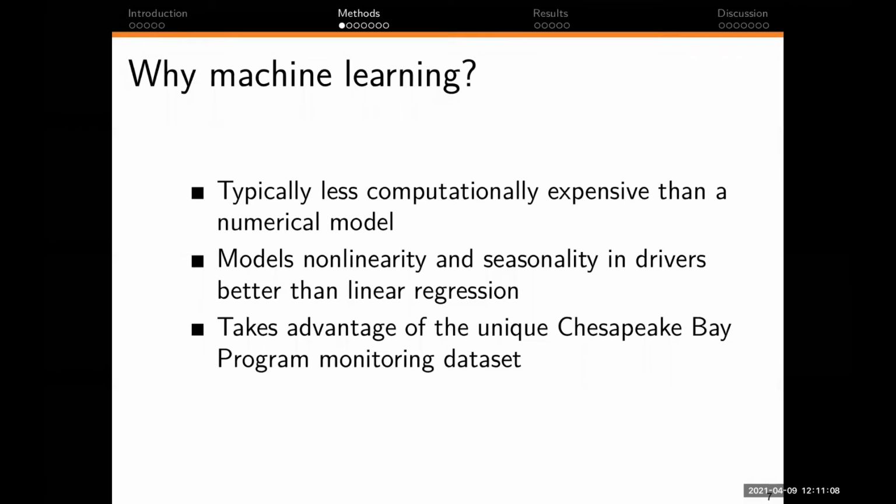Compared to numerical models, which would take on the order of half an hour to generate a single month's prediction on the same computer. Of course, machine learning models also handle things like nonlinearity as well as seasonality in the drivers of what you're trying to predict better than something like a simple multiple linear regression would do. And finally, since we're in Chesapeake Bay, machine learning allows us to take advantage of the unique Chesapeake Bay Program monitoring data set, which has collected tons of observations in the Bay since the 1980s.